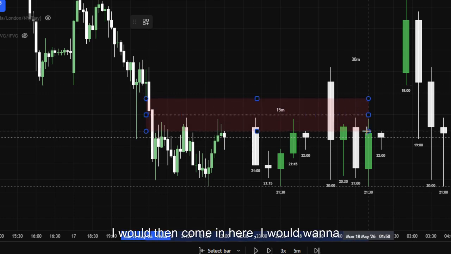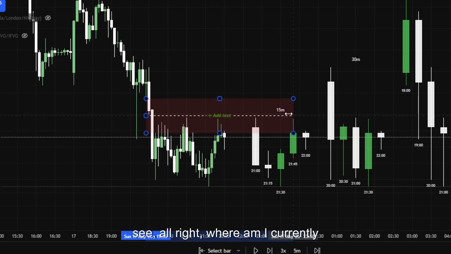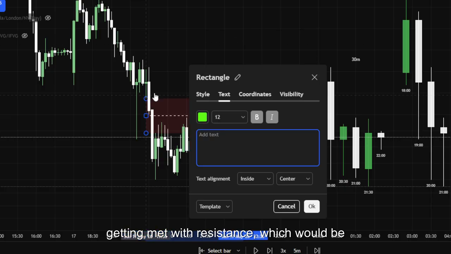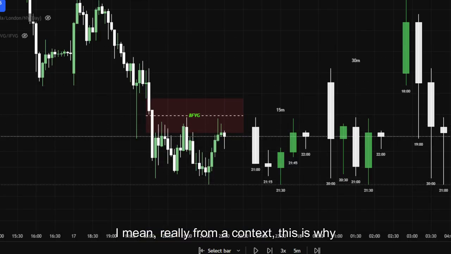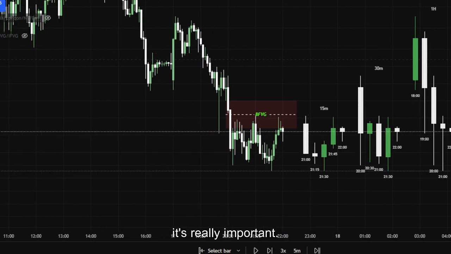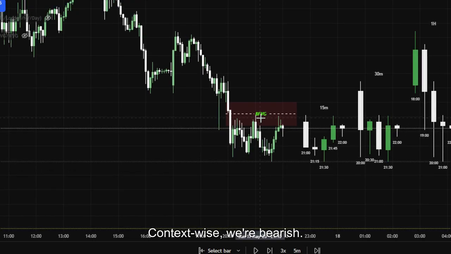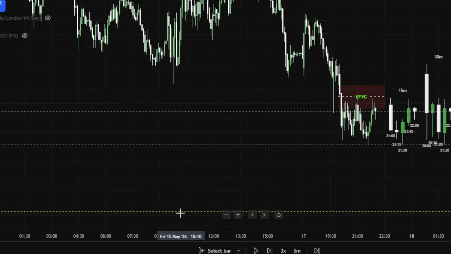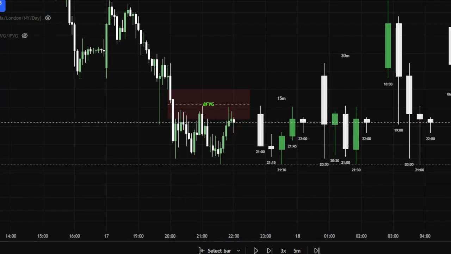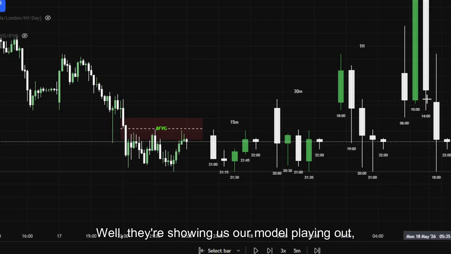I would then come in here, I would want to see, all right, where am I currently getting met with resistance, which would be this bearish fair value gap here. Context is important. Context-wise, we're bearish. We're getting resistance from this bearish fair value gap. Liquidity is below us. And that's important because what are the higher time frame candles showing us? Well, they're showing us our model playing out.